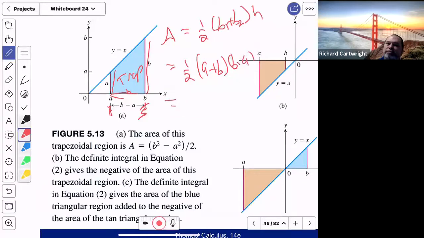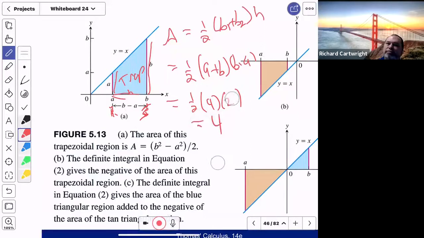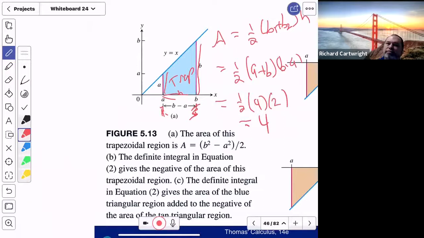So let's do the real answer. 1/2, 3 plus 1 is 4, and b minus a is 3 minus 1 is 2. So the answer should be, without calculus, 4. With calculus, and see, here's the point. You don't always have to do calculus if you can recognize it. But I'm going to do the 1 to 3. I said 5, but I wrote 3, and then I started doing the 3.